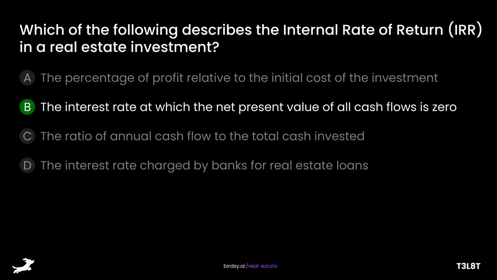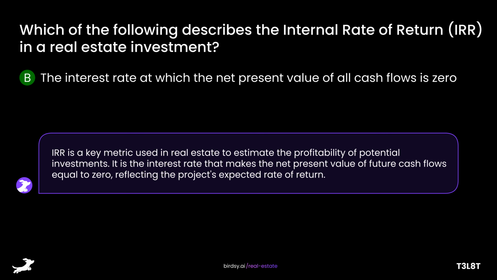The answer is B, the interest rate at which the net present value of all cash flows is 0. IRR is a key metric used in real estate to estimate the profitability of potential investments. It is the interest rate that makes the net present value of future cash flows equal to 0, reflecting the project's expected rate of return.